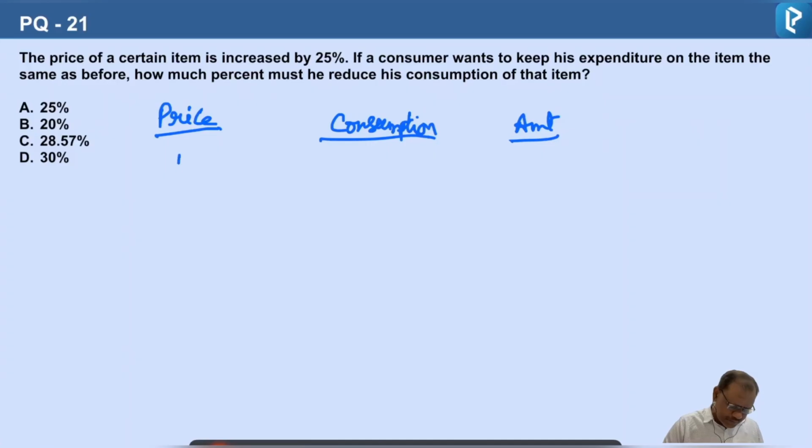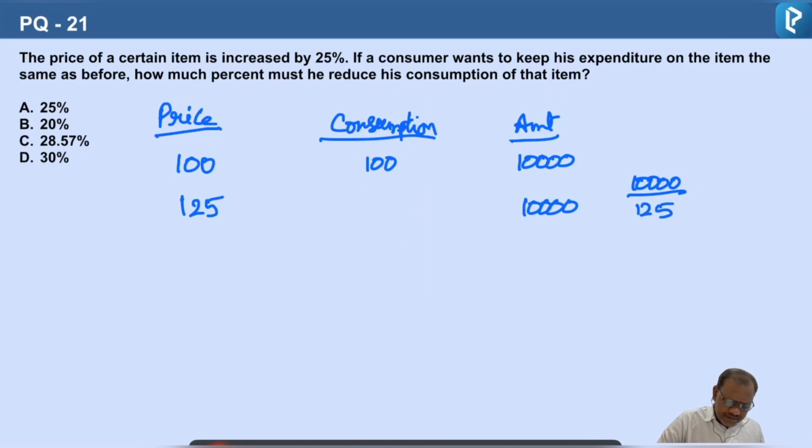So let us assume price as 100, consumption also 100, and the amount spent is 100 into 100, 10,000. The price is increased by 25%, so it becomes 125. Expenditure should be the same. So how much is he spending? The amount is the same, 10,000. So what should be the new consumption? 10,000 by 125.